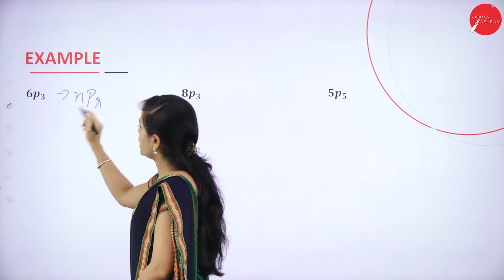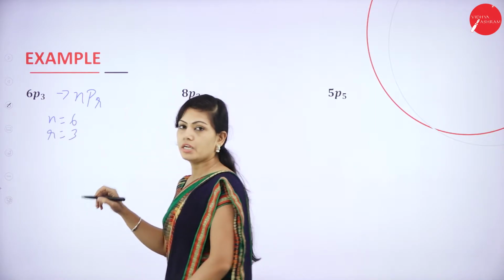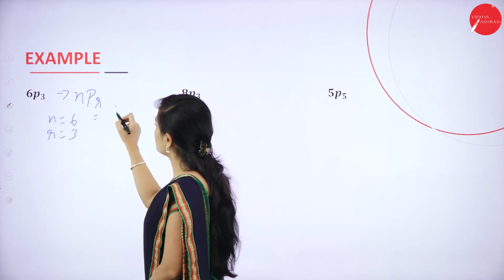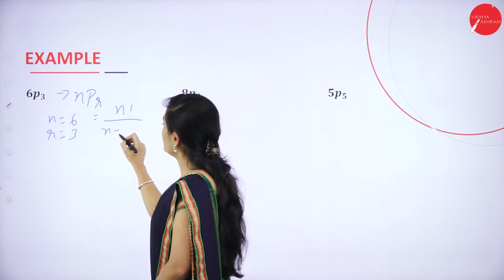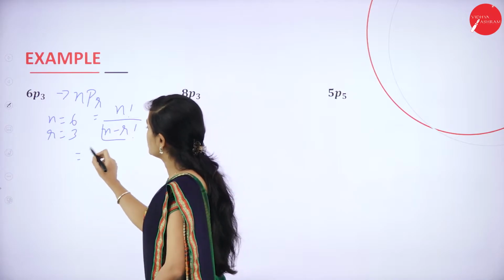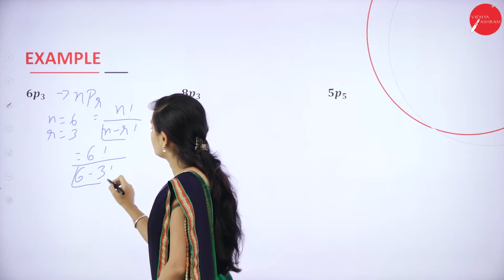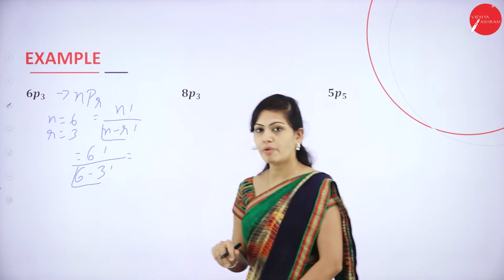So 6P3. The value of n is equal to 6, the value of r is equal to 3. Write the formula: nPr is equal to n factorial by (n minus r) factorial. So what is n factorial? That is 6 factorial by (6 minus 3) factorial.